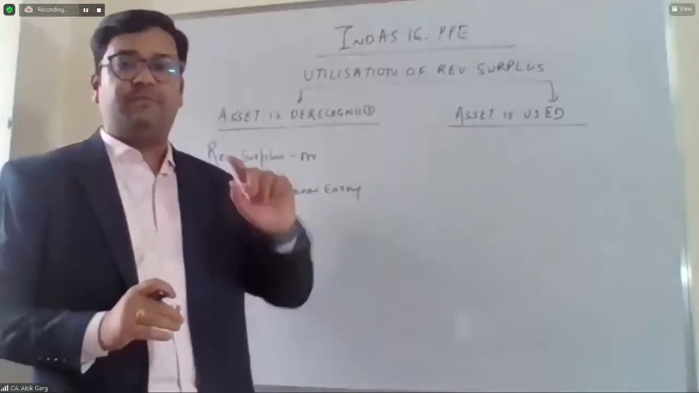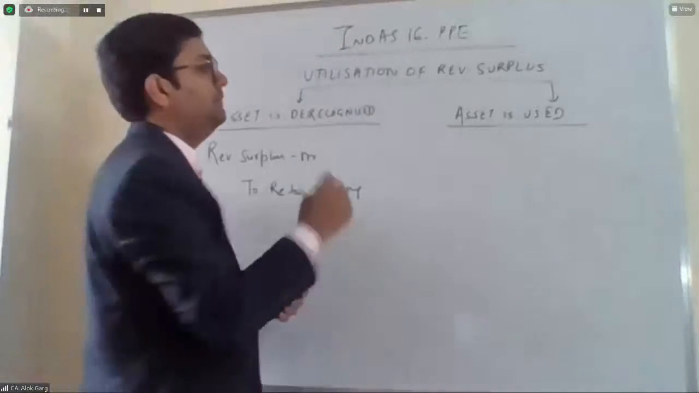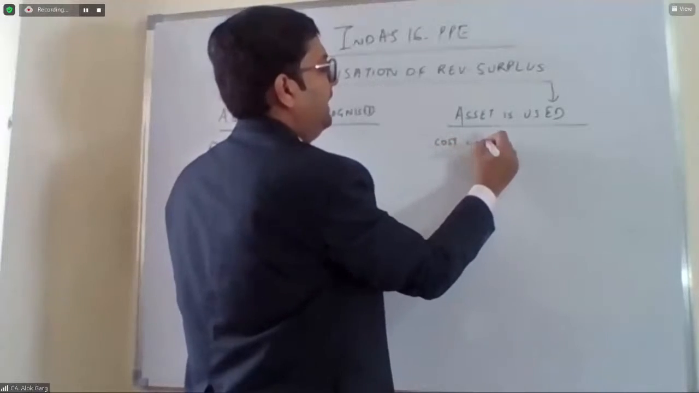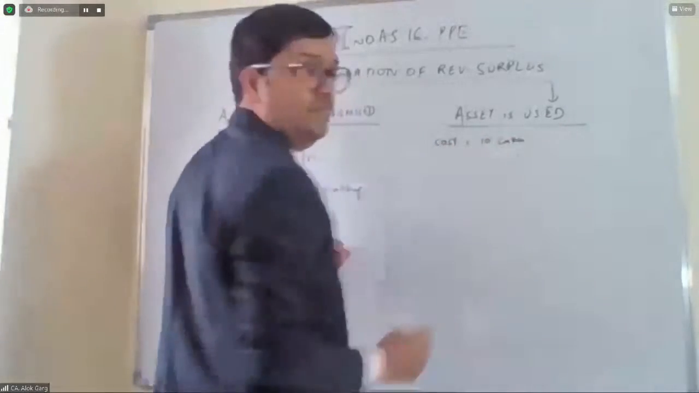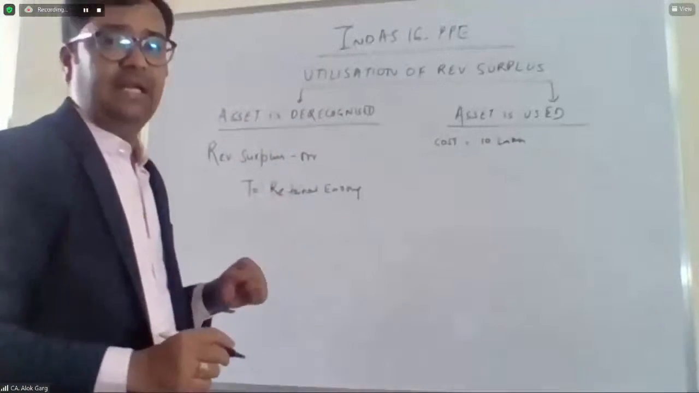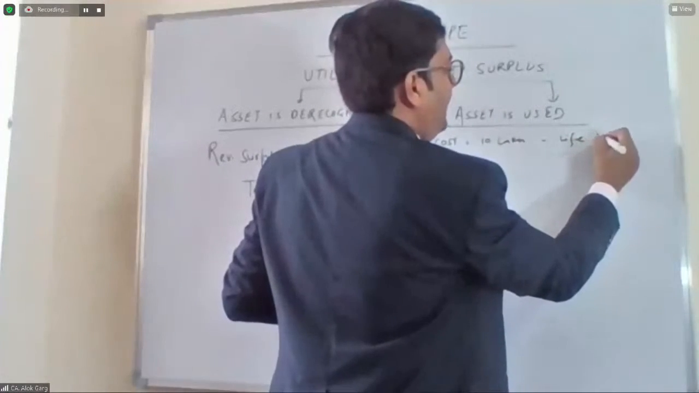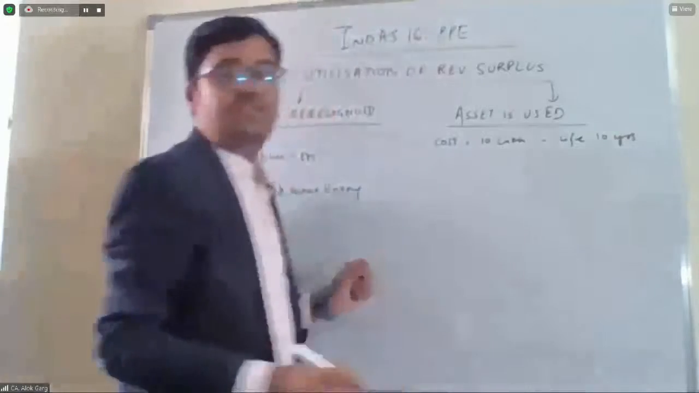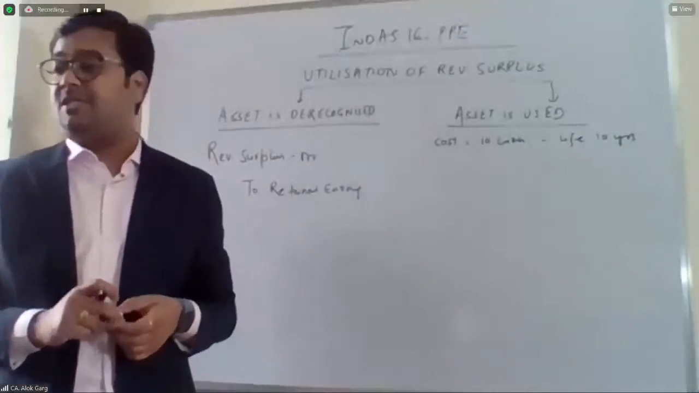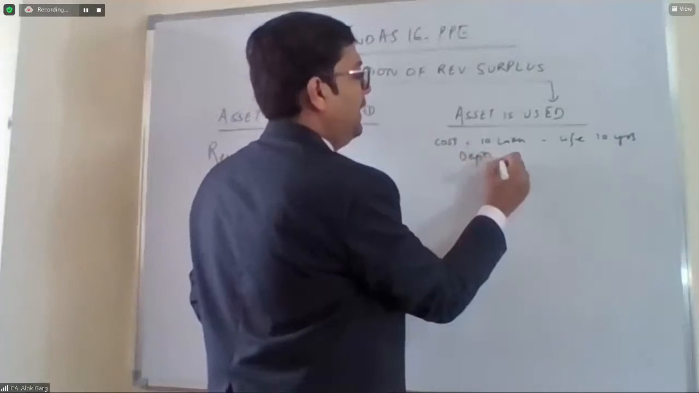I'll explain this concept with the help of an example. For example, the cost of the asset is 10 lakh, and the life of the asset is 10 years. Cost is 10 lakh, life is 10 years. What is the per annum depreciation? Depreciation will be 1 lakh.